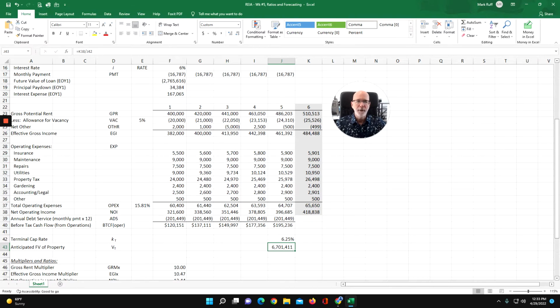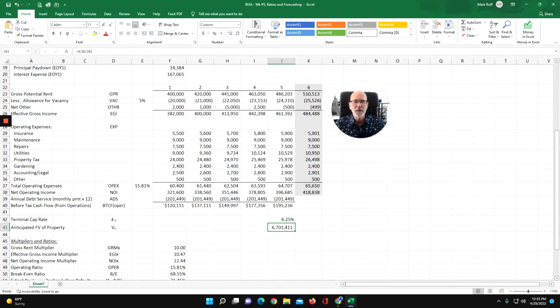So again, if the hold period is 5 years, we need 6 years' worth of operating data. If the hold period is 10 years, we need to take our columns out to year 11. If we're going to hold this thing for 100,000 years, we need 100,001 columns of data. Okay? So whatever our hold period is, we will capitalize the next year's NOI in order to get to our terminal value when we sell here at the end of year 5.